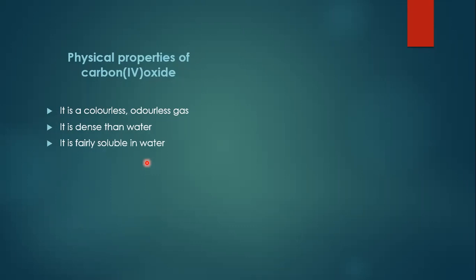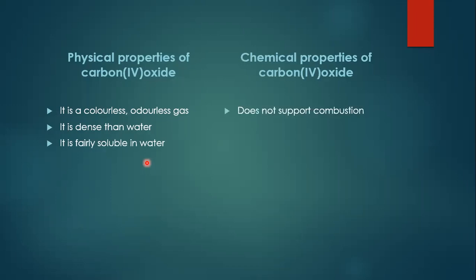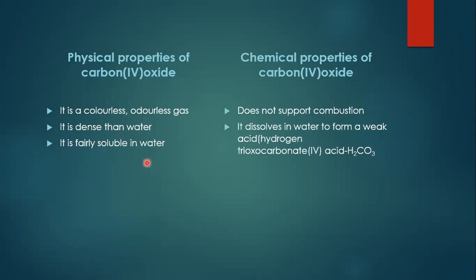We look at the chemical properties of the carbon dioxide gas. One, it does not support combustion, so it does not support burning. Two, it dissolves in water to form a weak acid. When it is fairly soluble in water, you have a weak acid, carbonic acid, H2CO3, being formed.